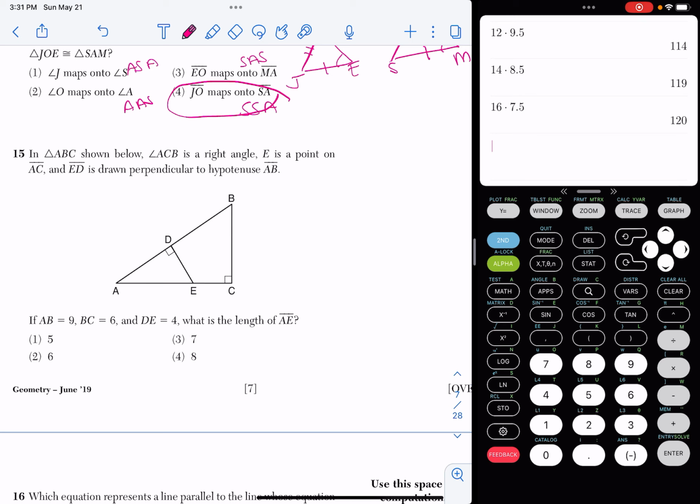15. In the triangle shown below, ACB is a right angle. E is on AC. ED is drawn perpendicular to hypotenuse AB. I'm going to go ahead and read the problem and label all of the pieces that it tells me. And we're looking for AE.